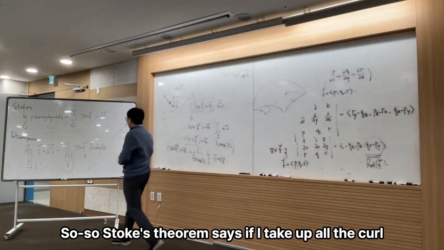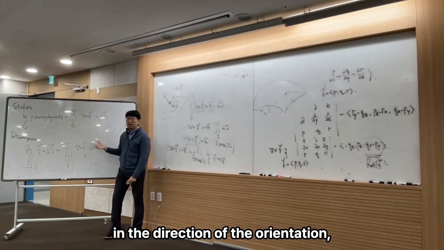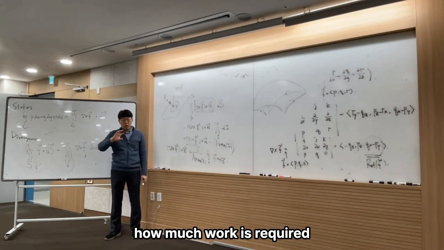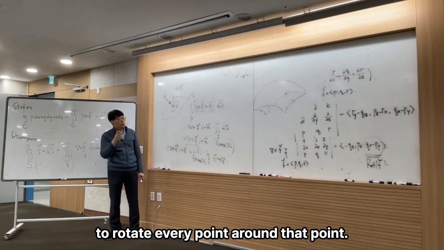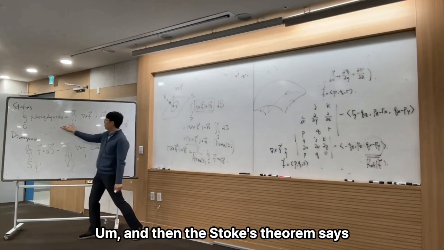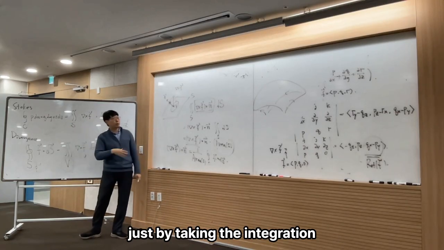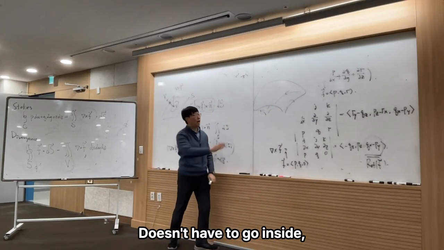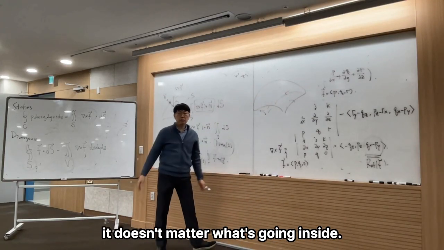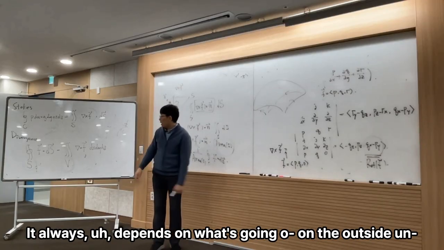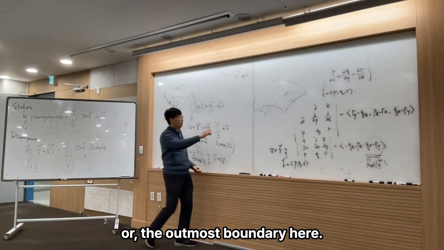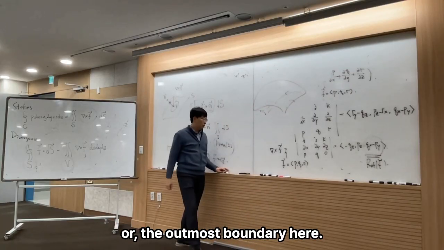The Stokes theorem says that if I take all the curl in the direction of the orientation, just calculating how much work is required to rotate around every point, it can be calculated just by taking the integration along the outermost boundary of the surface. It doesn't have to go inside. It doesn't matter what's going on inside. It always depends on what's going on at the outermost boundary.